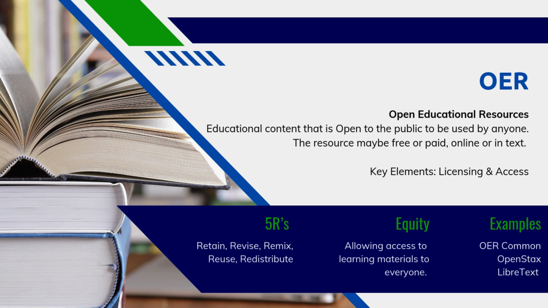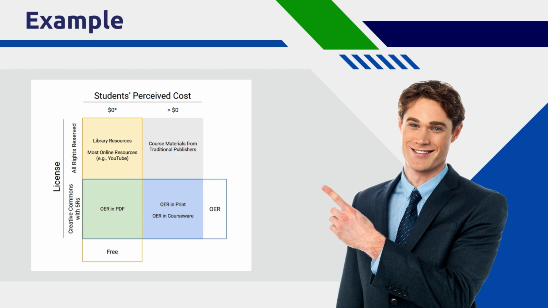The way to determine if a material is an open educational resource is to look at the 5 R's. Can you retain what you are using, revise it, remix it, add to it, reuse it, and redistribute it? This comes down to how is the material licensed and what are your access abilities. Those are the key elements of OER.